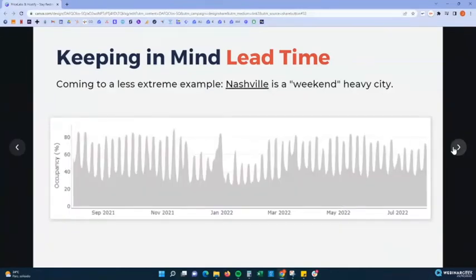Also, the lead time. This is an example I use because it's a very weekend-heavy city. If I show this graph, I will see that every weekend there's a lot of occupancy, going up to 70, 80, 90%. Weekdays go down. So in this case, I have to be very careful with my minimum stays because I don't want to set a very high minimum stay, and people who come for the weekend will not book. But I have to do something for the weekdays to try to book them.